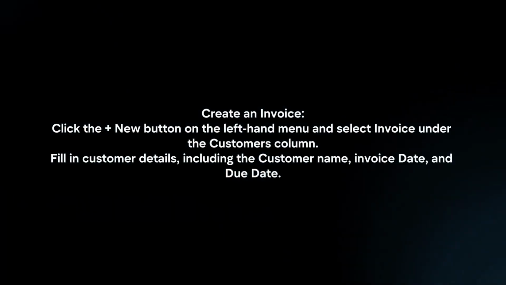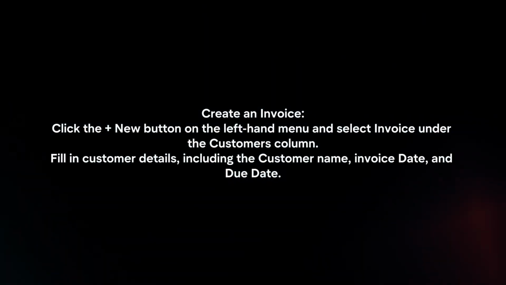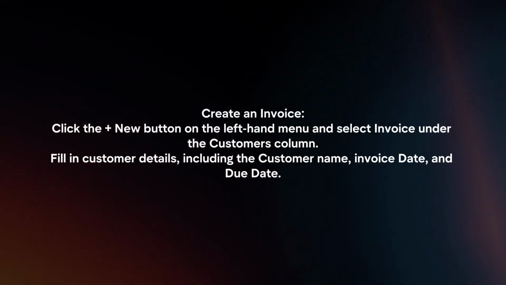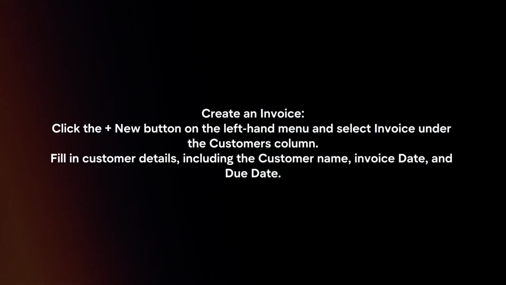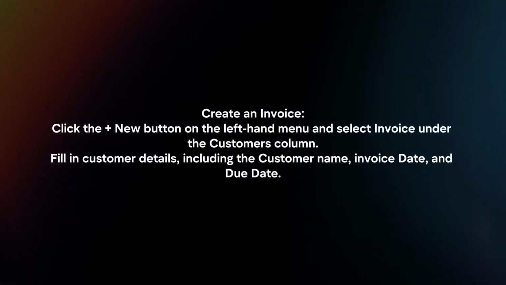Create an invoice. Click the plus New button on the left-hand menu and select Invoice under the Customers column. Fill in customer details, including the customer name, invoice date, and due date. Add products or services. Include the products or services you are billing for, along with their quantities and rates. QuickBooks will automatically calculate the total.